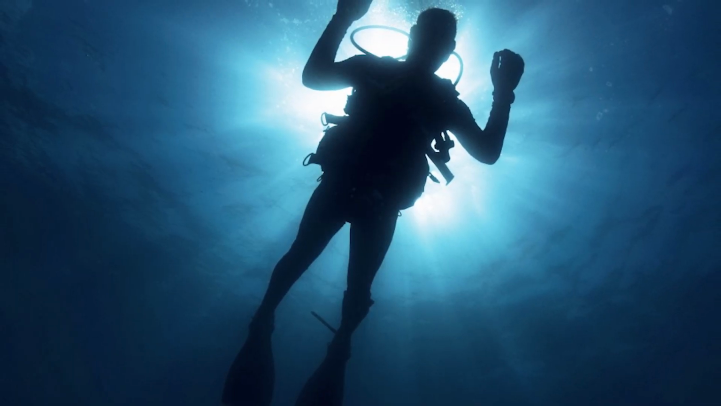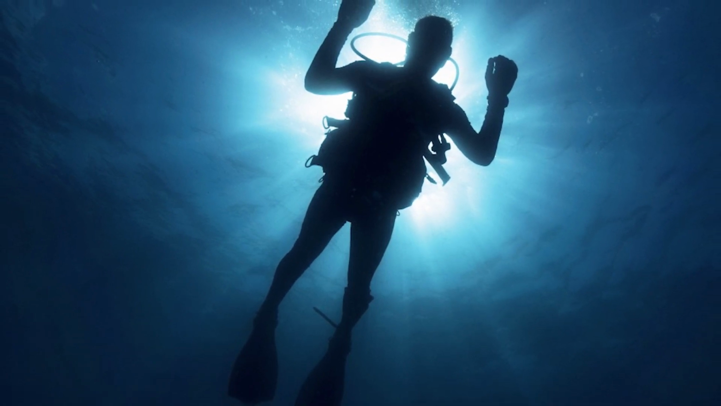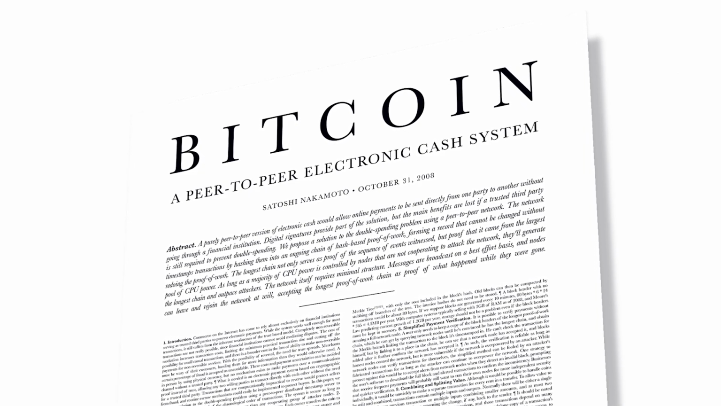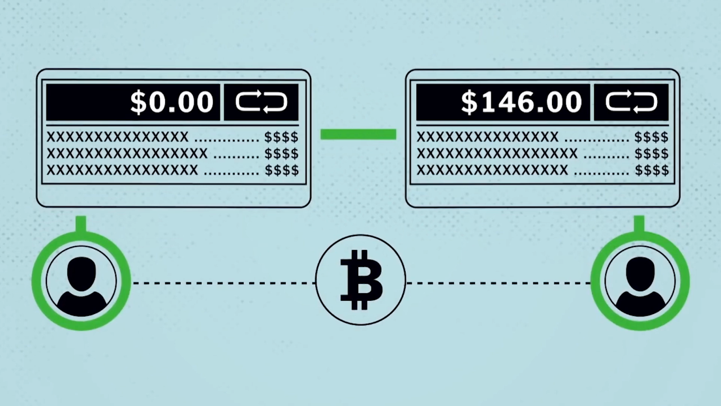Now, let's delve into the inception of this network, a brainchild shrouded in anonymity. The creator, known only as Satoshi Nakamoto, introduced Bitcoin's blueprint through a white paper on October 31st, 2008. This seminal document bore the title Bitcoin: A Peer-to-Peer Electronic Cash System. Its opening line encapsulated the vision. A purely peer-to-peer version of electronic cash would allow online payments to be sent directly from one party to another without going through a financial institution.